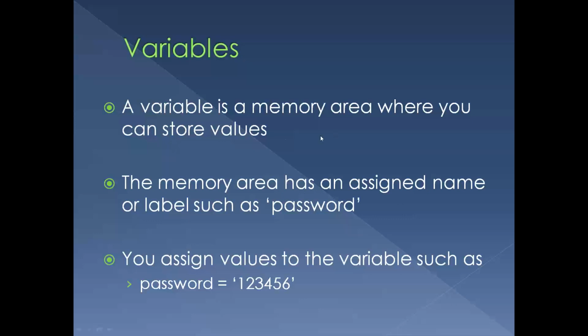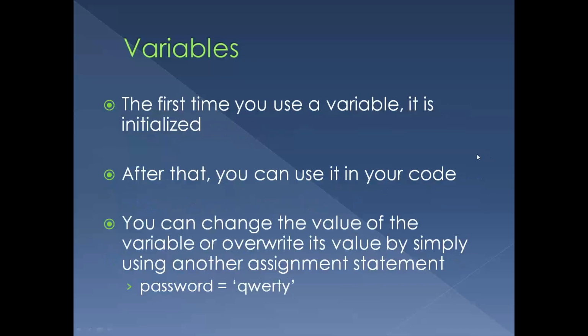A variable is a memory area where you store values. The memory area has an assigned name or label, such as password. You assign the values to the variable, such as password equal to 1, 2, 3, 4, 5, 6. Very secure password. The first time you use a variable, it's initialized. Okay. After that, you can use it in your code.